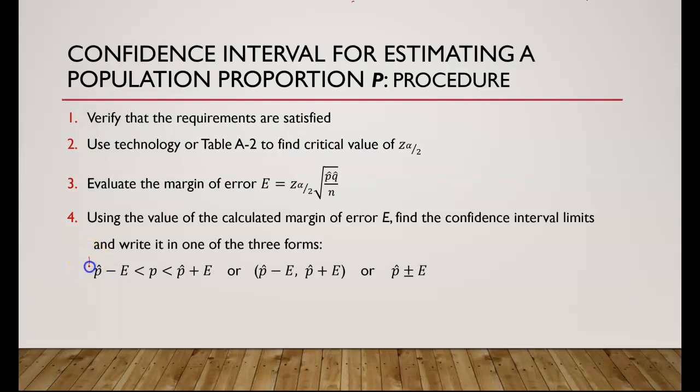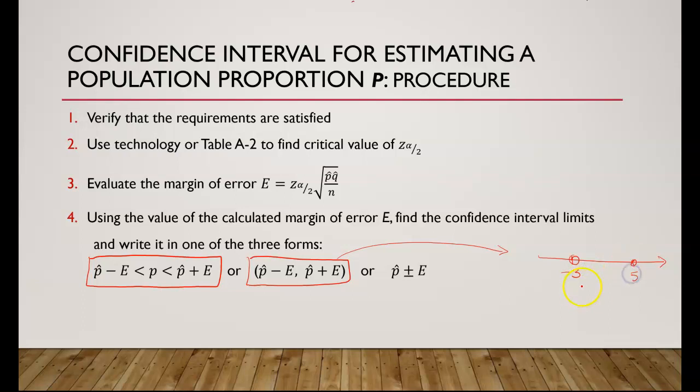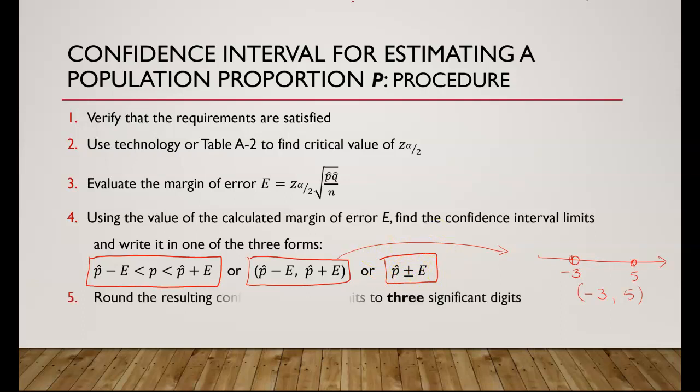Either p hat minus E to p hat plus E, or we can write it as interval. Remember how we wrote interval in algebra class? For example, interval for the values between -3 and 5, we would write as -3, 5. Or we can write the confidence interval estimate of population proportion as p hat plus or minus the margin of error E. And finally, round the resulting confidence interval limits to 3 significant digits.